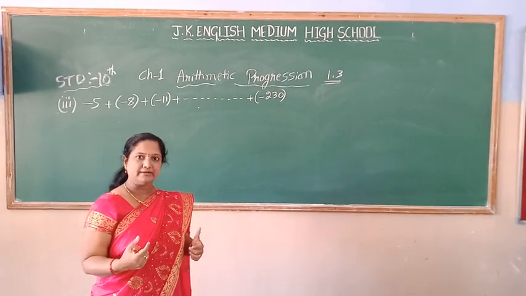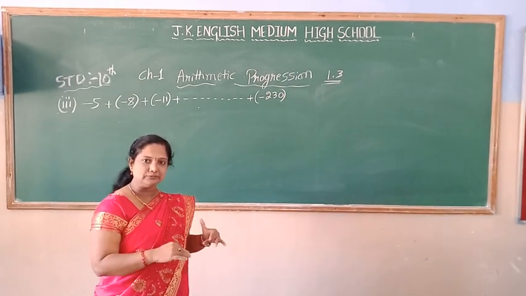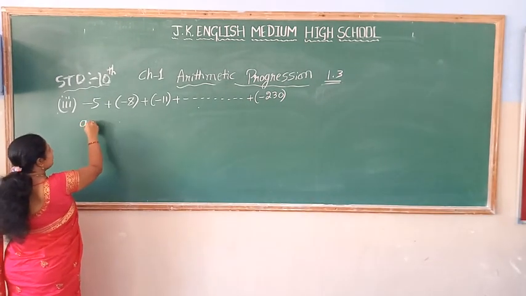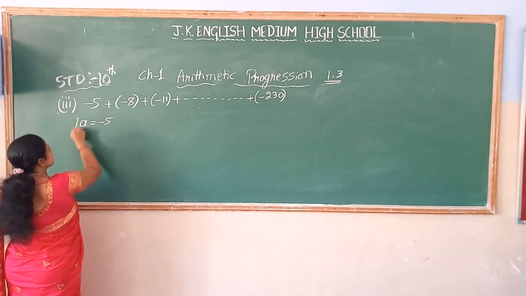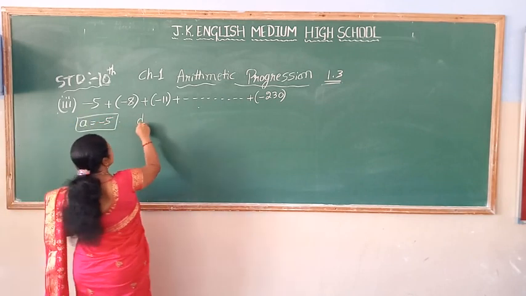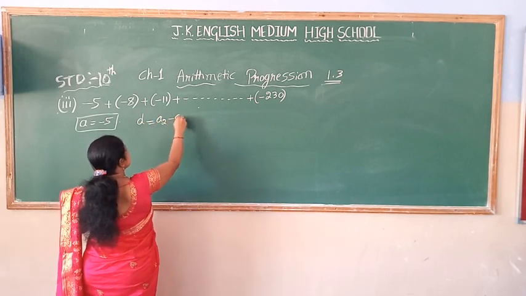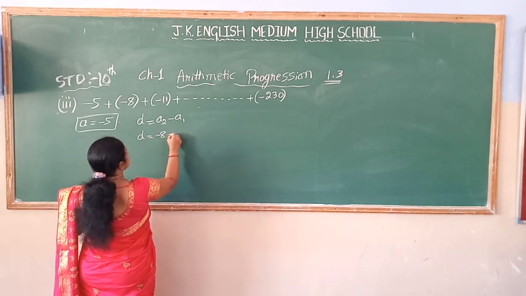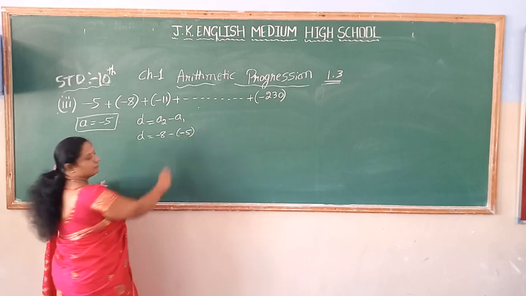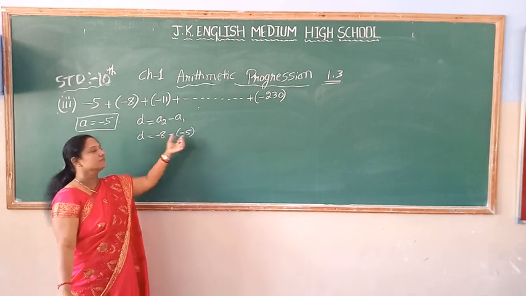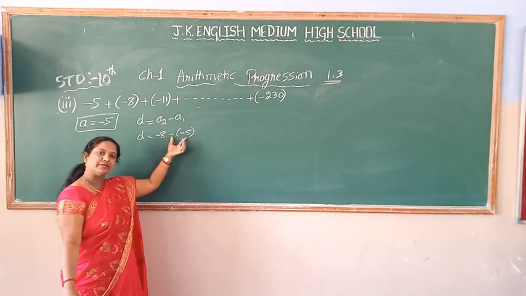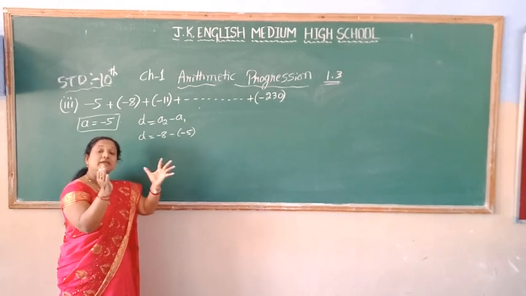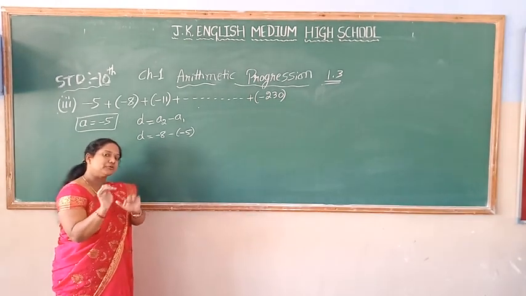Before that, we have to write what values we know by seeing this AP. When we observe this AP, we come to know the value of A, the first term, is minus 5. And for the D value, you have to subtract the first term from the second term. D is equal to minus 8 minus of minus 5. Be careful. The first term is negative and the second term is also negative, but between those two negative terms, a minus sign comes because we have to subtract.